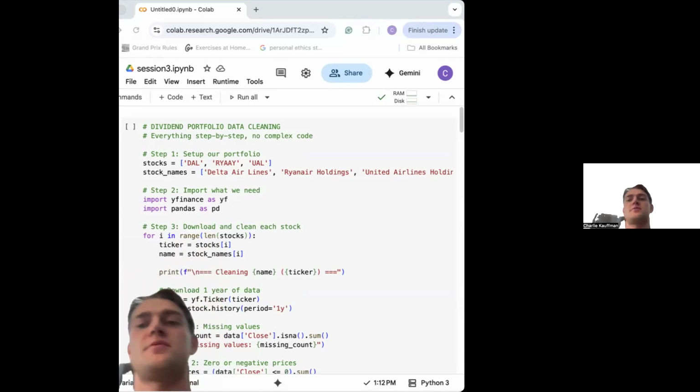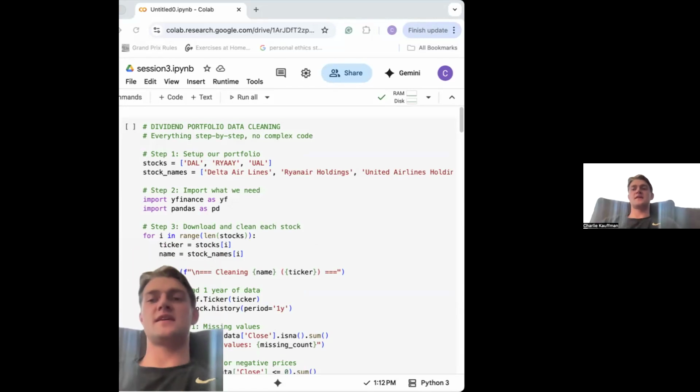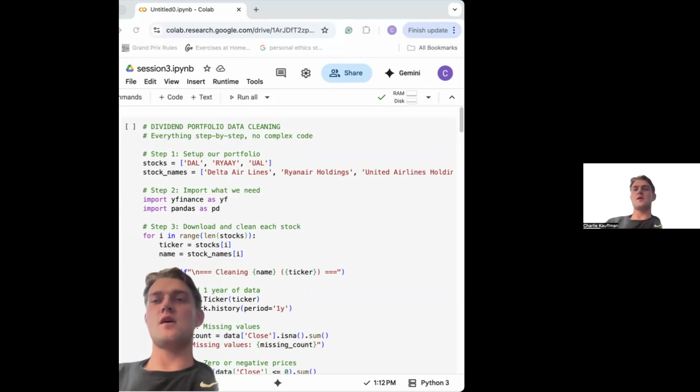My name is Charlie Kaufman, and I'm going to be analyzing data like I'm at a hedge fund today. I'll walk you through how I identified and resolved data quality issues. I'll show you how I downloaded the data, identified the problems, cleaned the data, validated it, and then finally analyzed how the clean data improves investment decisions.